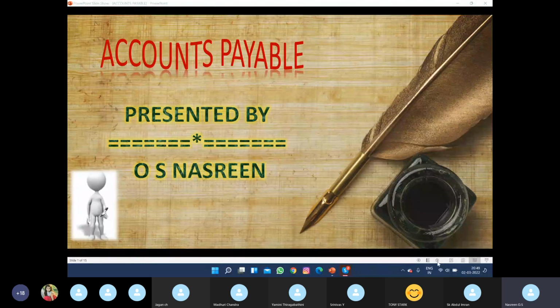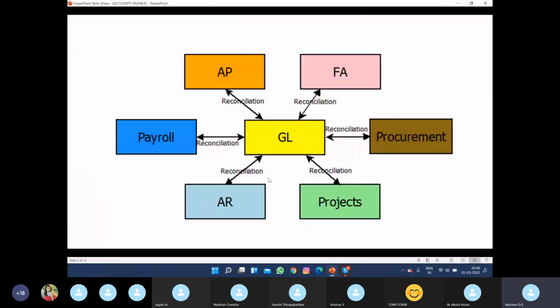Before understanding the accounts payable concept, let's understand the sublinks, or the integration, of the GL with all the other modules. GL refers to general ledger. General ledger is known as the main ledger because it contains all the data related to all the business transactions of any kind of organization. So GL is the main ledger.